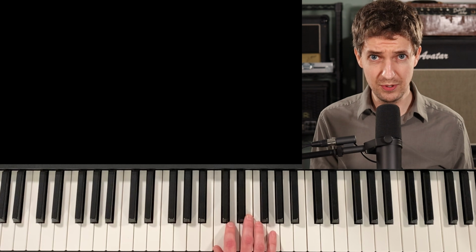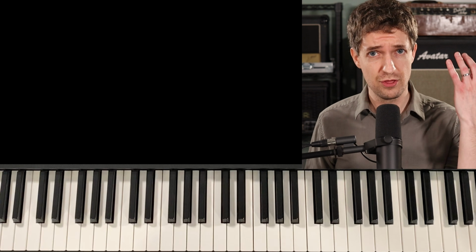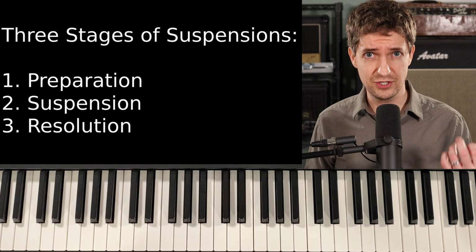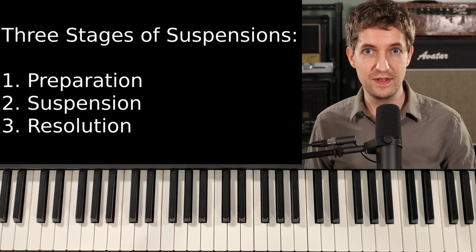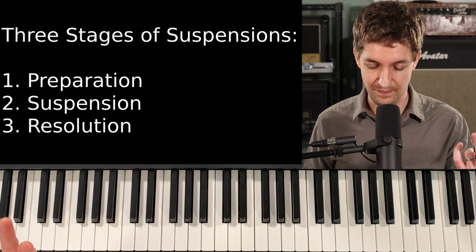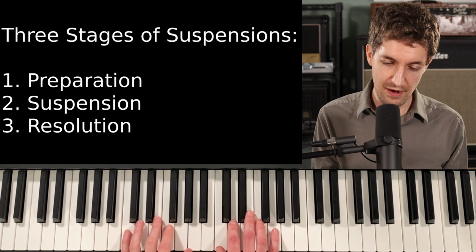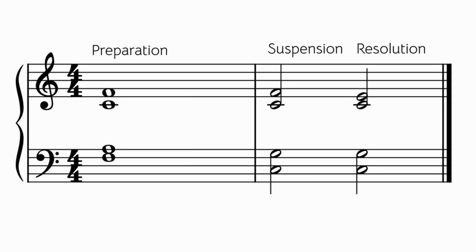So here's an example of a suspension. Now a suspension is going to have three parts, okay? It's going to have a preparation, it's going to have a suspension in the middle, and then it's going to resolve. It's going to have a resolution, okay? So here's an example of a suspension. Okay, I'm going to start with this chord. So what I've got here is F, A, C. That is an F major chord there with an F on top. Okay, so it's an F major chord with an octave on top of the root note.